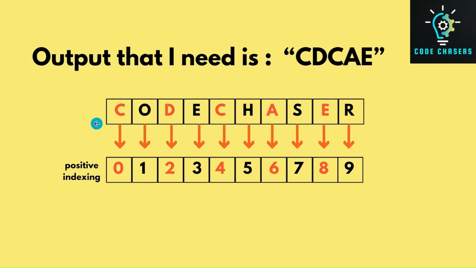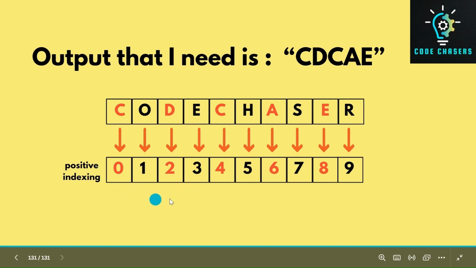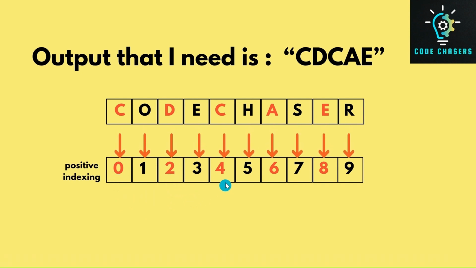If we keenly observe, we need to apply a step here, because of the indexes that we need to print. The slice that we need to print is CDCAE, right? The highlighted part. The index corresponding to C is 0, D is 2, C is 4, A is 6, E is 8. If we keenly observe the indices, there is a constant increment of 2. From 0 to 2, there is an increment of 2. From 2 to 4, an increment of 2. From 4 to 6, an increment of 2.